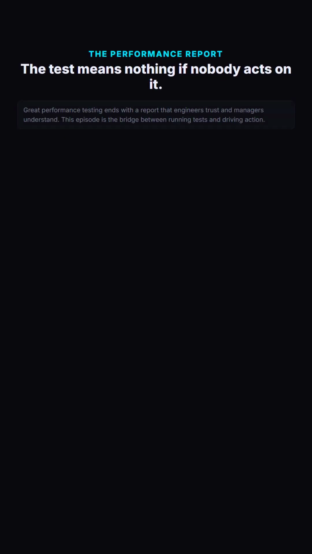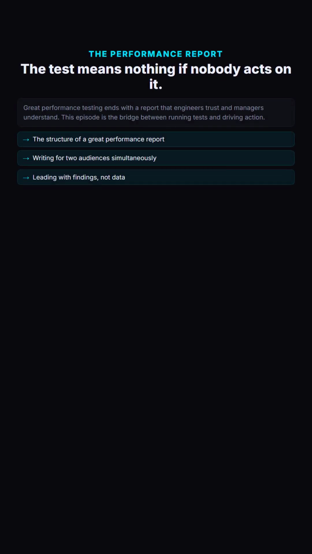Here is a frustrating scenario that plays out constantly on engineering teams. A QA engineer runs a thorough, well-designed load test. They find real problems, P95 response times 3 times above the SLA threshold, error rates climbing at realistic concurrent user counts, a clear bottleneck identified and documented. They write it all up in a report.